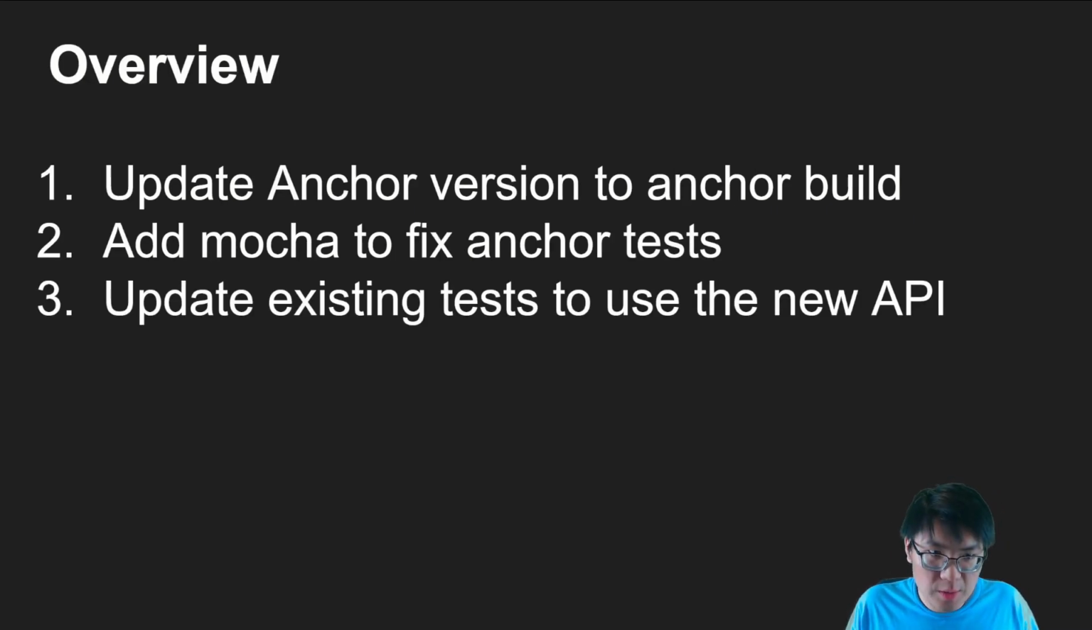So overview, there will be three things we'll be doing. First thing, we'll be updating our Anchor version so that we can actually build our programs. Second, we're going to add Mocha because that will help fix our Anchor tests, which currently do not run properly. And finally, we're going to learn about some of the new APIs that are available to write our tests.